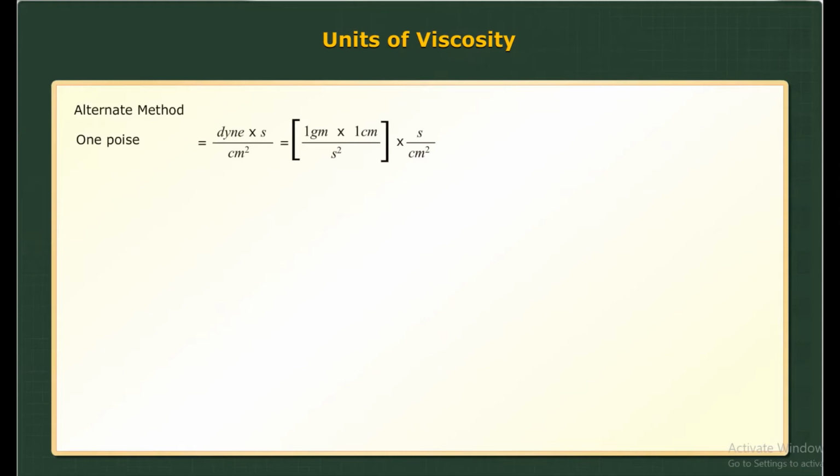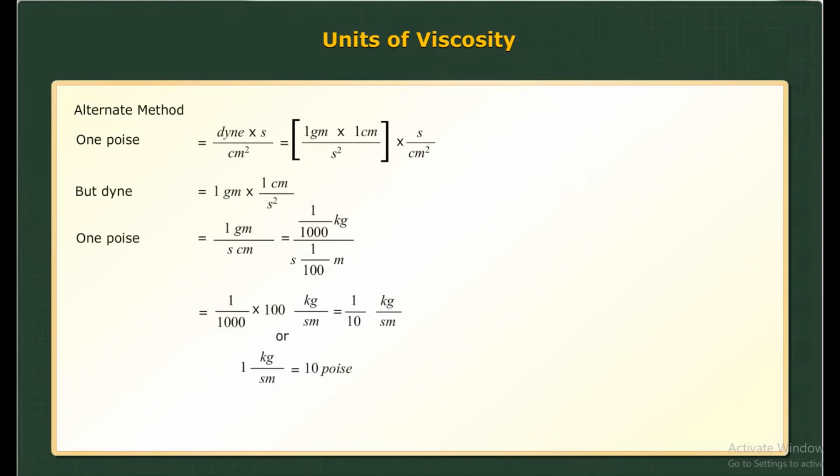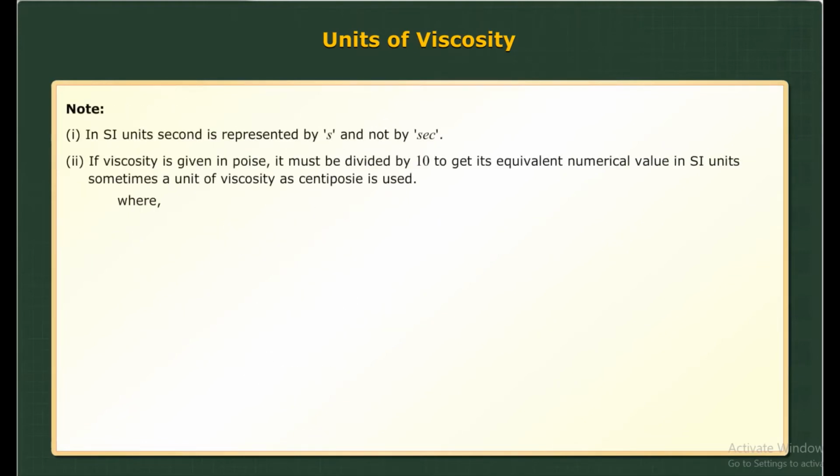Alternate method. Note 1. In SI, unit second is represented by s and not by second. 2. If viscosity is given in poise, it must be divided by 10 to get its equivalent numerical value in SI units. Sometimes a unit of viscosity as centipoise is used.